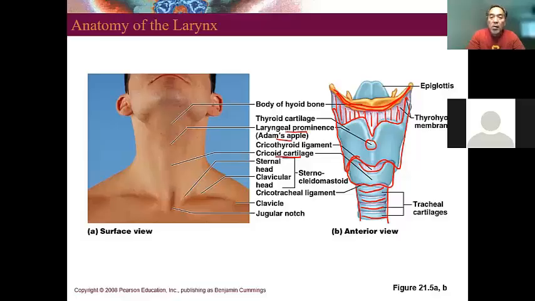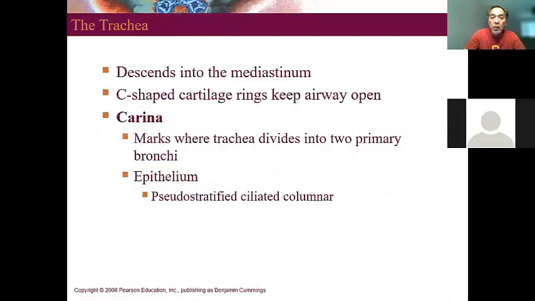And at the end of the trachea will be the bronchi. The trachea descends into the mediastinum at the back of the heart. It has C-shaped cartilage that keeps it open. The word carina is just the place where the trachea divides into the bronchi. The first division is called the primary bronchi. So this is your trachea.